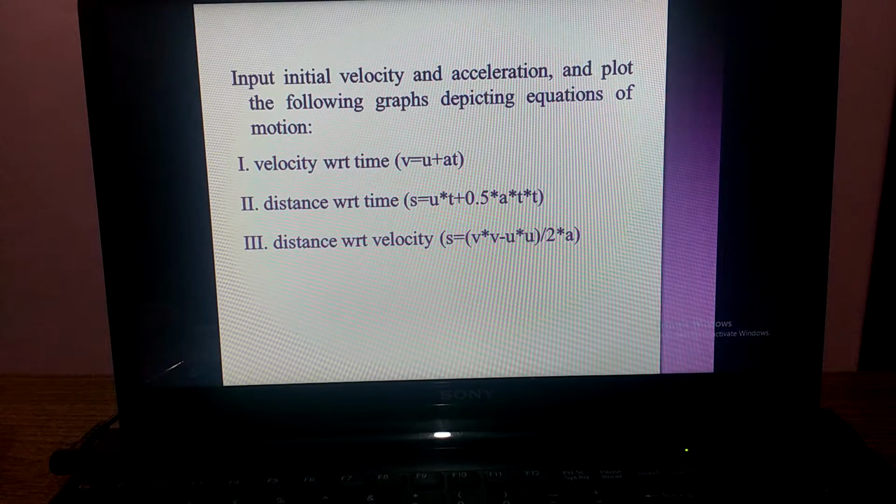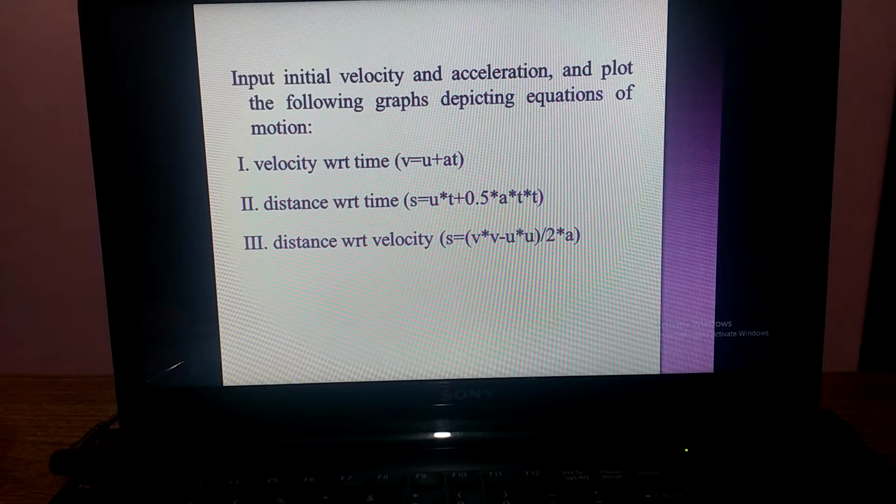This is our last lab program. In this program, they have asked us to input the initial velocity and acceleration, and we have to plot three different graphs depending on the equations of motion. The first graph is velocity with respect to time, and the formula is given here.